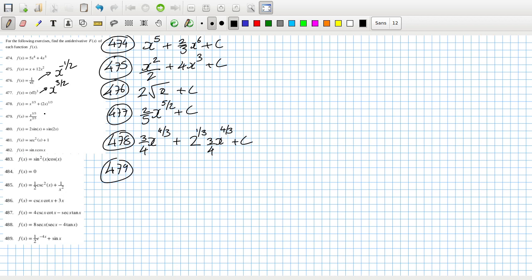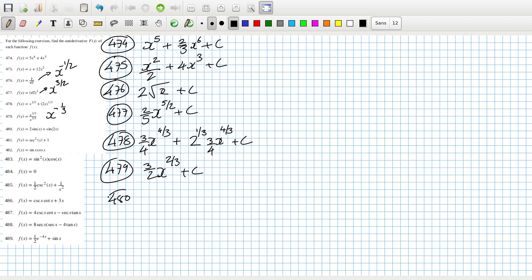479. Oh, why is it written like this? So that would be x to the power minus 1/3, 1/3 minus 2/3. So increase the power by 1, divide by the new power.